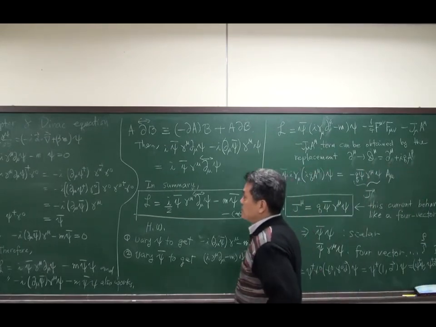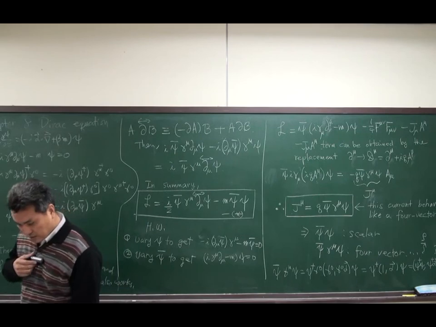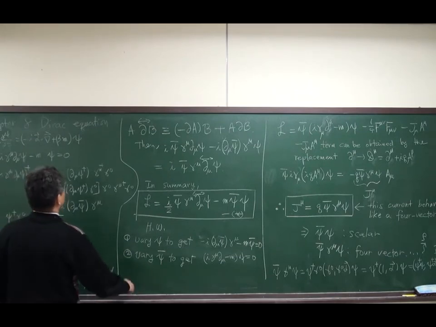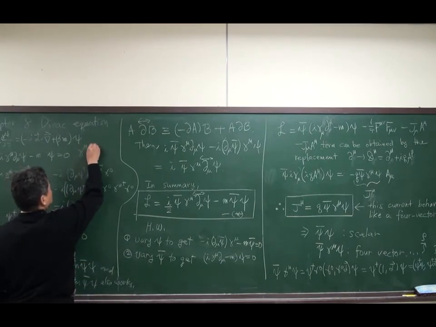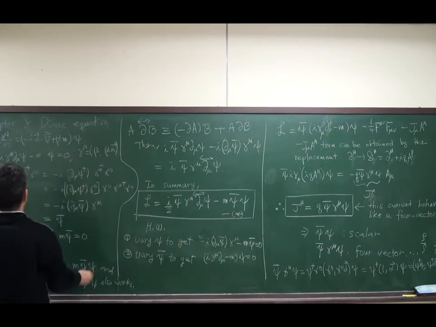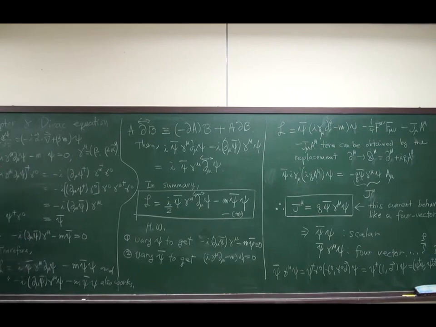In the previous class, we derived the covariant form of the Dirac equation. And the original Dirac equation is like that. After we define gamma matrices, it was possible to express this one in covariant form. Okay. Let us go back to the original equation.